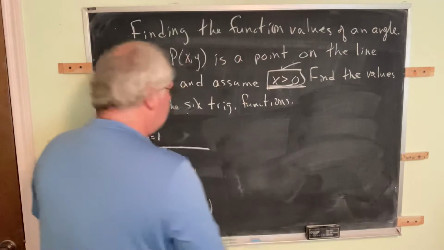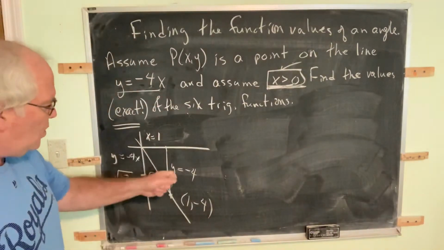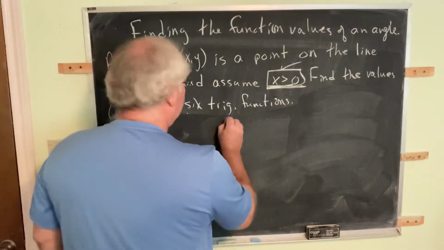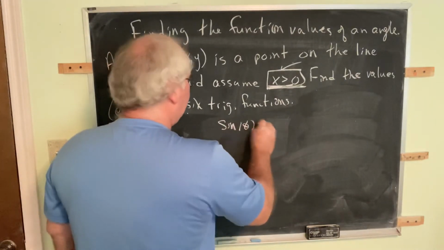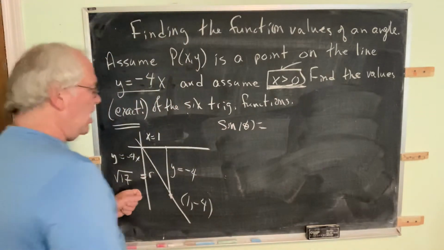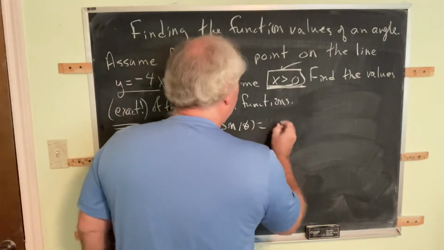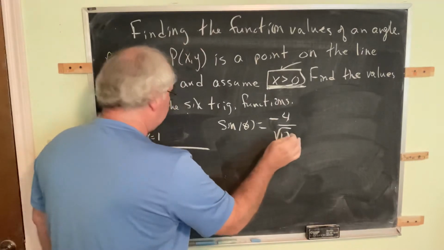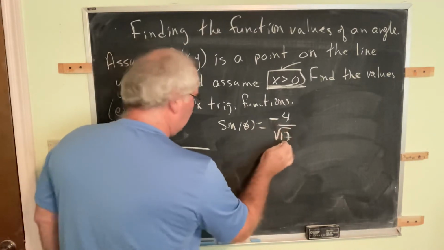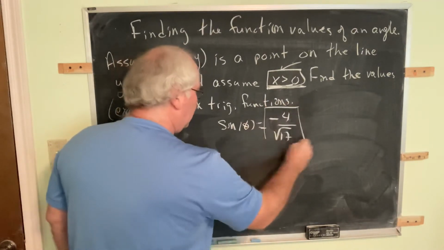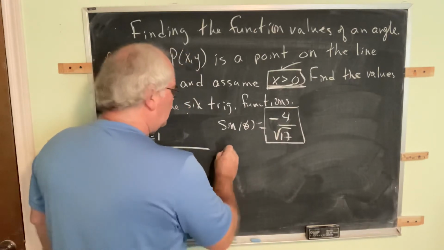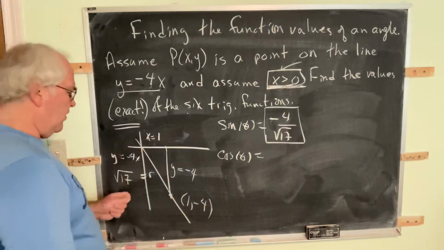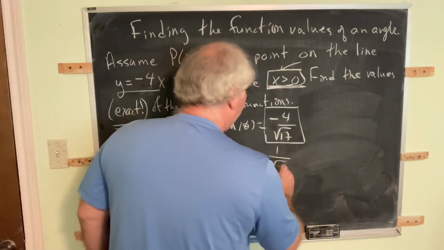And all we need to do now is use the x, y, r definitions to fill in the values of the trigonometric functions. So we have sine of theta is y over r. That's going to be negative 4 over the square root of 17. You do not need to change it. You do not need to alter that. You do not need to make it look differently. That is good enough. Cosine theta is x over r, 1 over square root 17.